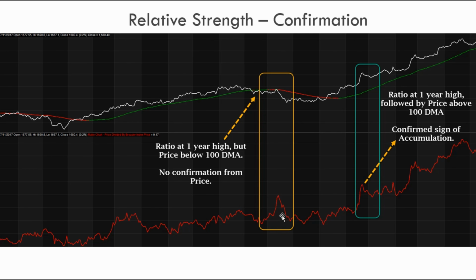Look at this case. This is very similar to this case where we have a RS at a new high, and look at price here. Price also is at a new high along with price being above 100-day moving average. So which trade would you rather prefer? This one where the price is not confirming, or this one where you get a clear sign of confirmation? And this is one of the strongest confirmations you can get with respect to accumulation in a stock, right?